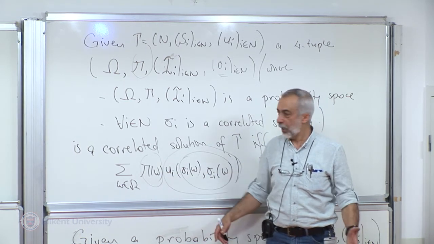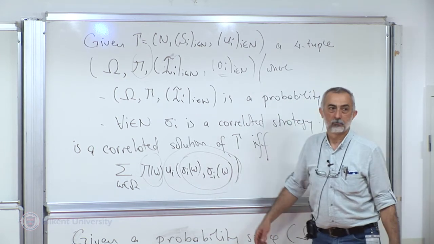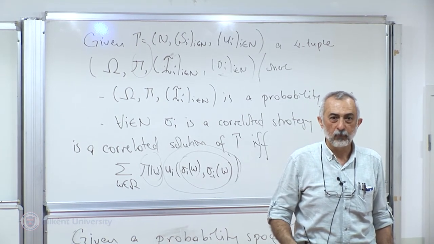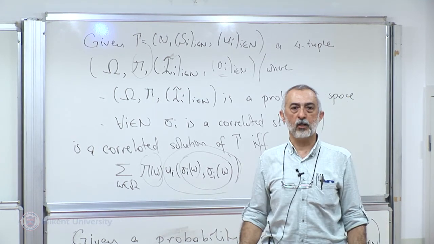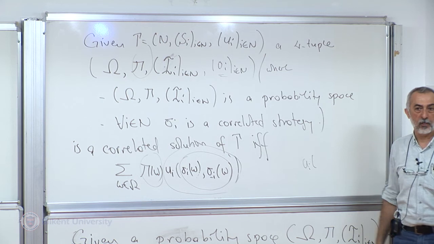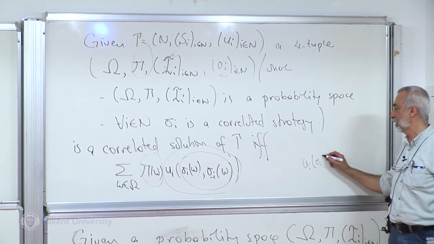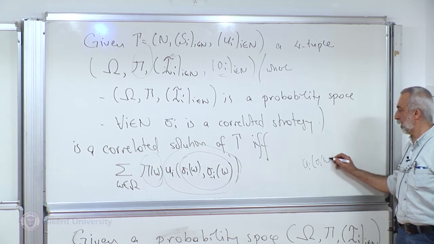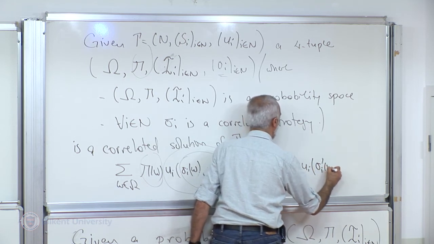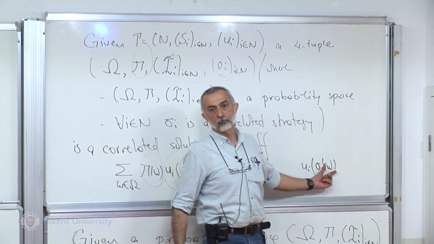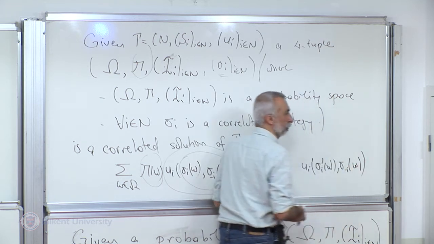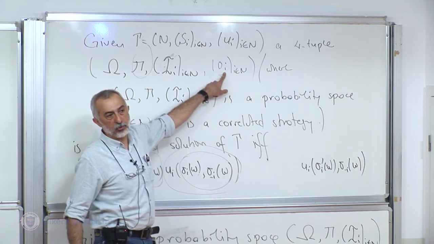That's simple. Now, player I could think, well, the other guys are playing according to sigma. Well, I can play something else. So if he plays something else, what would his expected payoff be? Well, he's going to use a different plan of action, a different correlated strategy. Let's call that sigma I prime. In that case, when the outcome is omega, he's going to take the action sigma I prime omega. But the other agents are sticking to their correlated strategies at sigma.